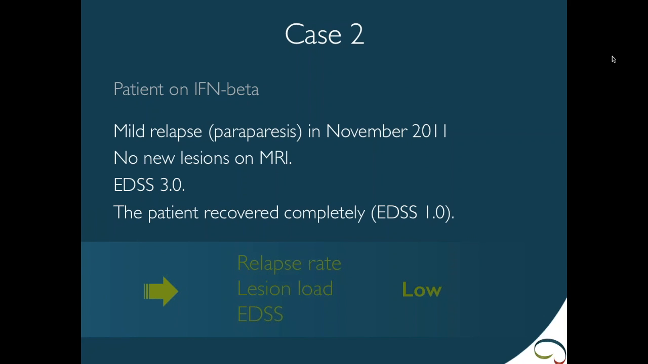The second case concerned a patient on interferon beta who had a mild relapse in November 2011 with no new lesions on MRI and an EDSS of 3. The patient recovered completely from this relapse. We changed treatment because the clinical localization of the relapse was medullary, so we wanted to protect the patient better. That's why we put her on a second-line treatment, fingolimod again.